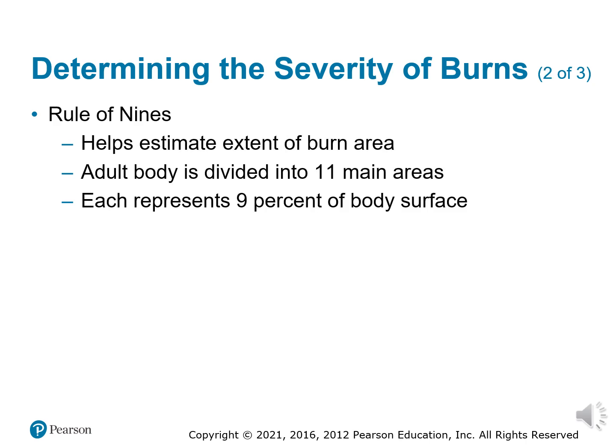Next is the rule of 9s. It helps estimate the extent of the burn area. The adult body is divided into 11 main areas. Each represents 9% of the body surface.